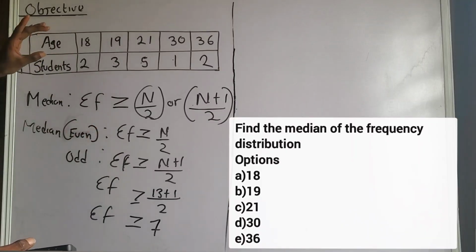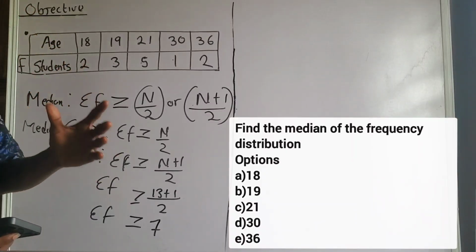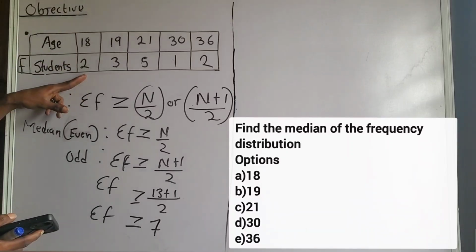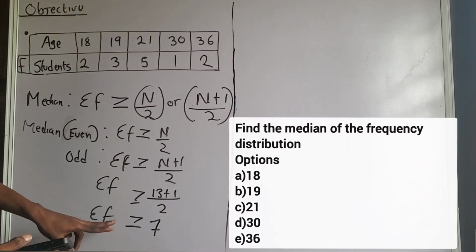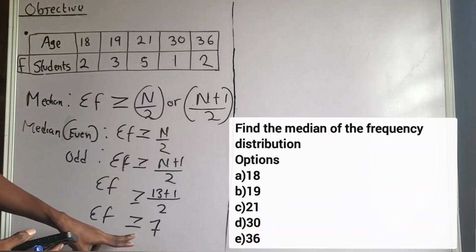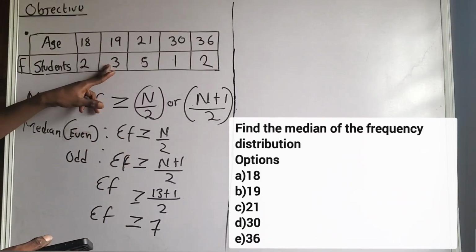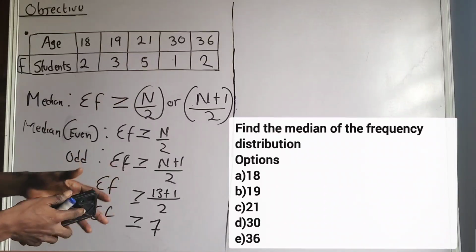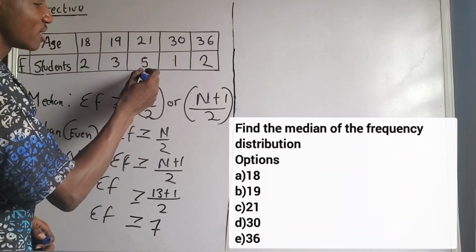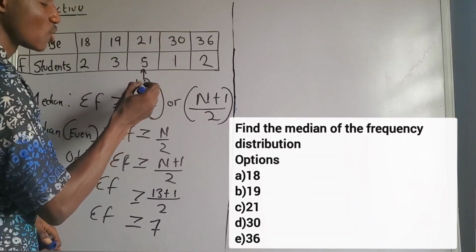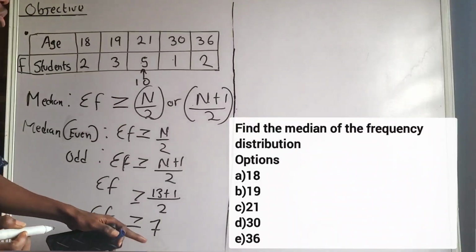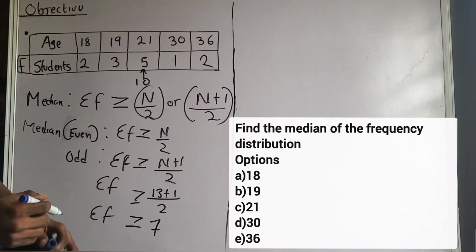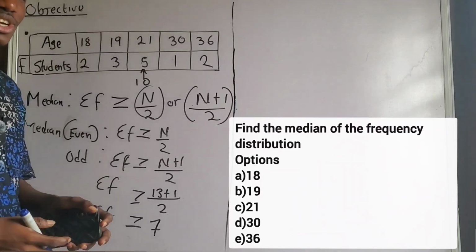We are going to sum the frequency from the left hand side or the right hand side. Don't forget that I told you the frequency are the students. So let us look at where summation f is greater than or equal to 7. 2 plus 3 is 5. 5 plus 5, that is 10. So at this point, summation f is 10. You can see that 10 is greater than 7. So the median is 21. If you don't understand, listen to the explanation again.